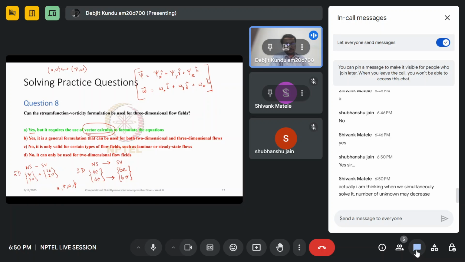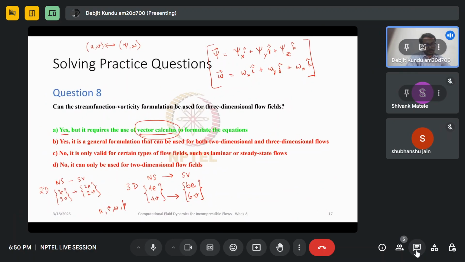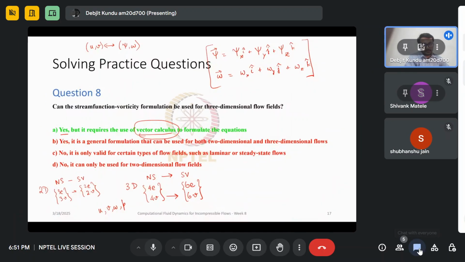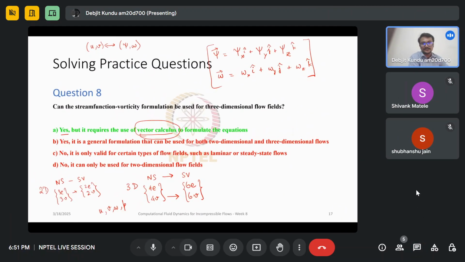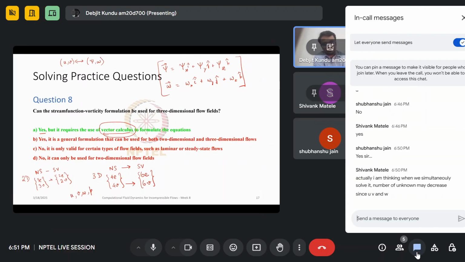Actually, I'm thinking when we simultaneously solve it, the number of unknowns may decrease. See, the moment you say you're simultaneously solving, you are solving for multiple variables at once. Yeah, but it's good that you're thinking, trying to come up with something. It might be interesting.